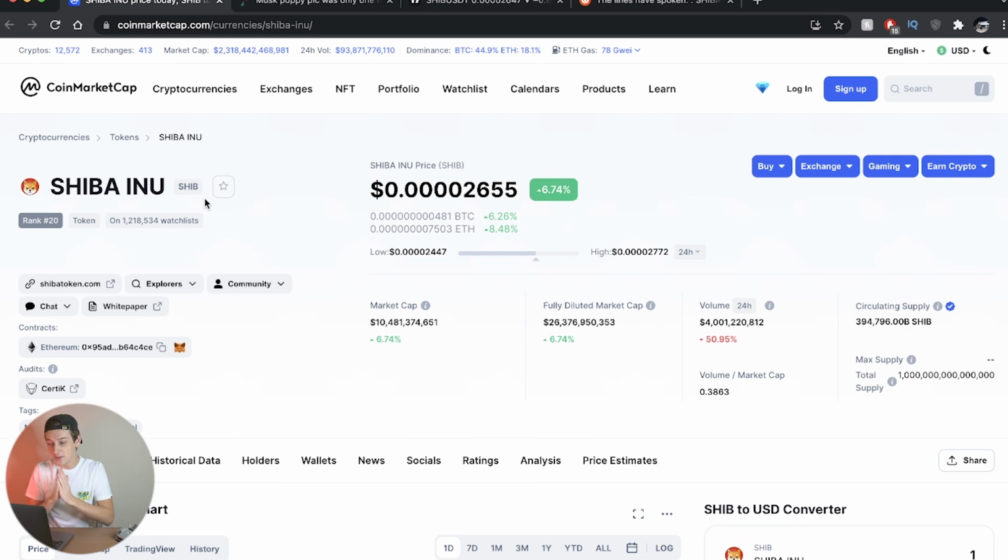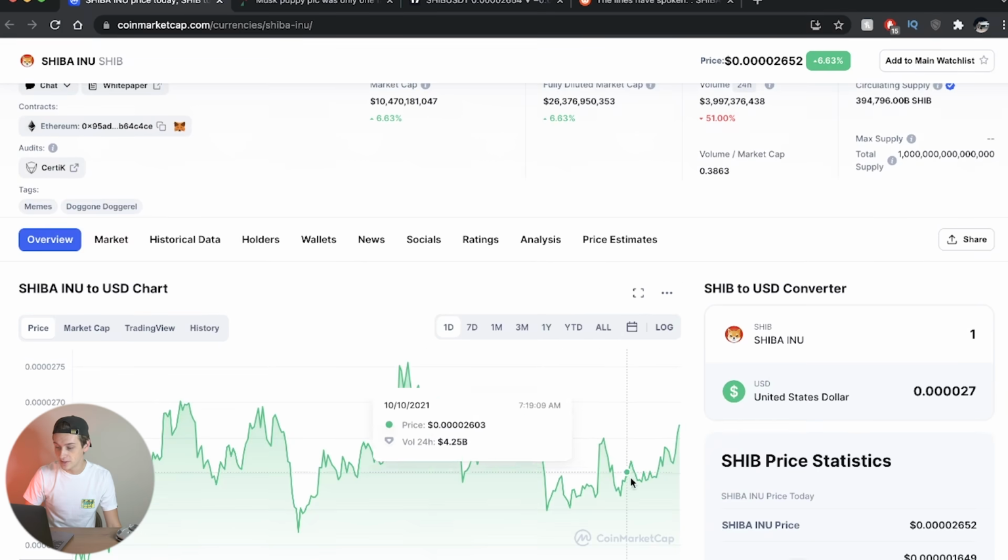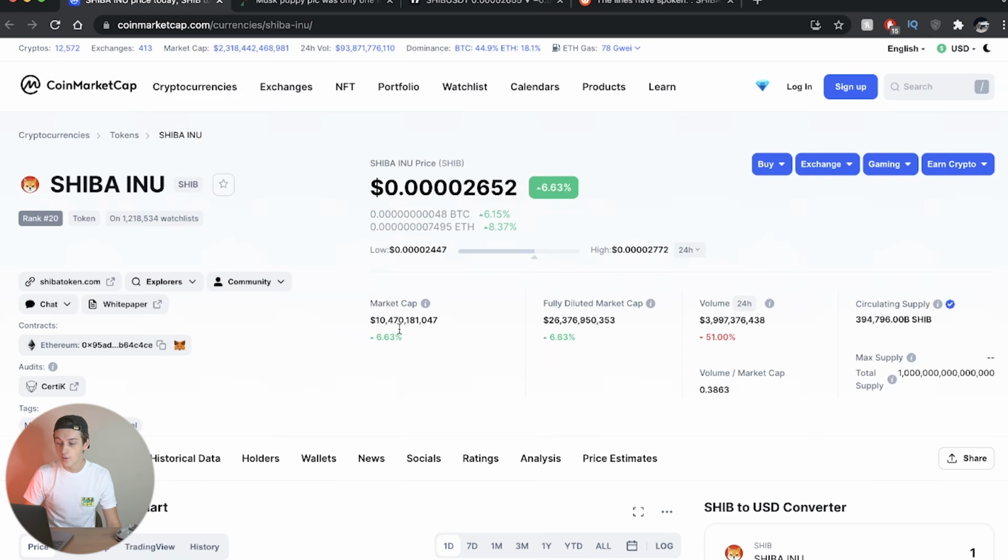But let's hop into the actual thing that's happening in today's video. Where we have Shiba Inu, we're up about 6.63% now. As you can see here, we're pumping up just a little bit, pushing towards these higher highs on the 1 day chart here on CoinMarketCap. Overall market cap is still around the $10 million level. And again, it does need to go up significantly, obviously, if the coin is going to continue to run.